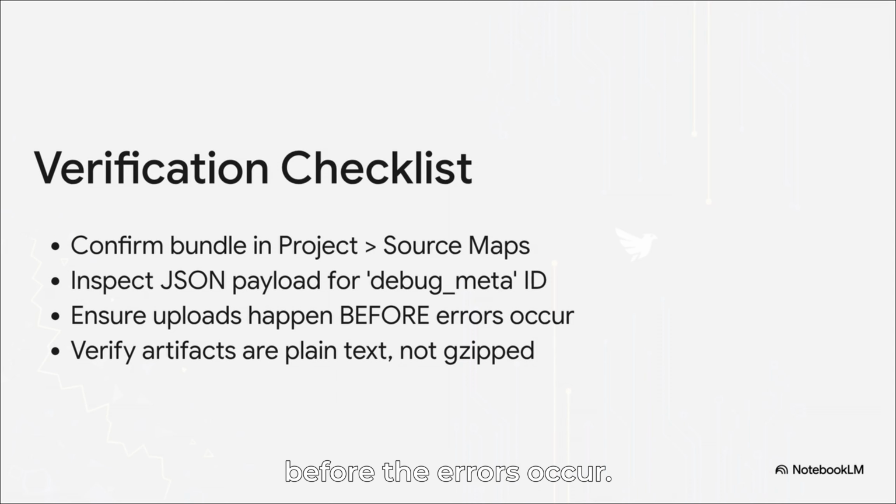Ensure uploads happen before the errors occur. Sentry does not retroactively symbolicate events. If an error happens and the source map isn't there yet, that stack trace is forever going to be minified. Finally, verify your build process isn't zipping the artifacts before sending them. Sentry really needs them in plain text to parse them properly.